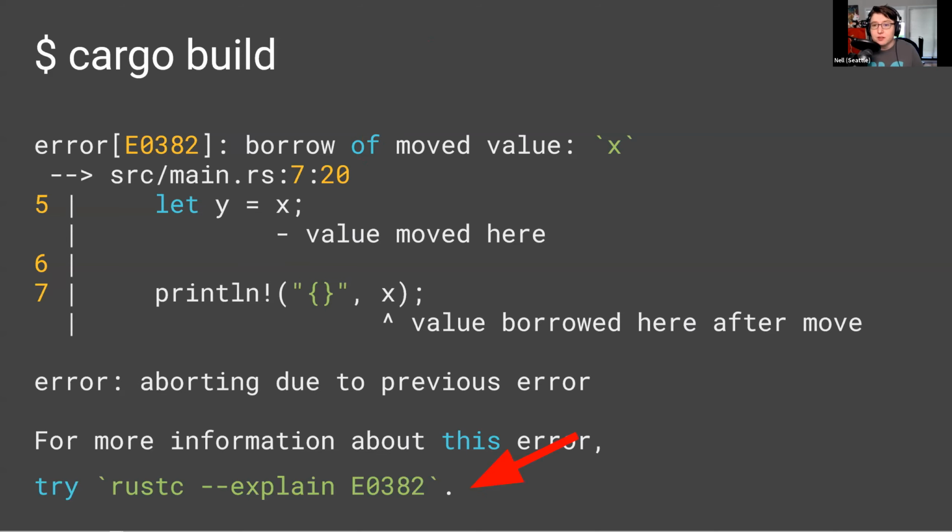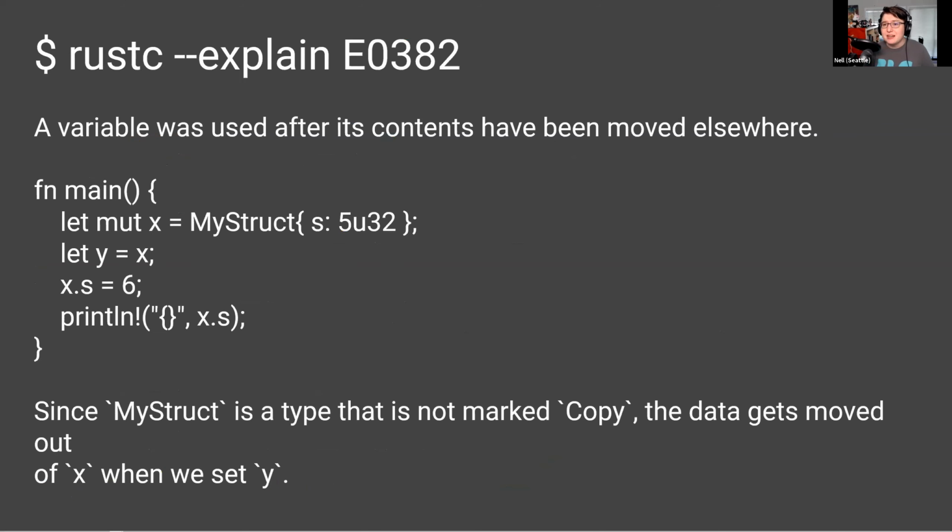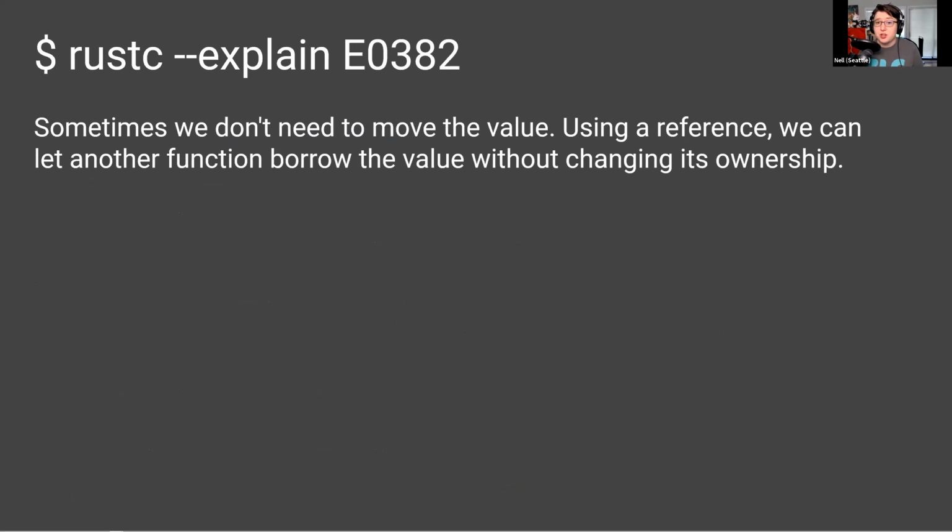What is also helpful is this. The Rust compiler not only tells you what the error is and where it is, it also gives you a command to get even more information about the error so that you can fix it. If we were to run this command, we would see not only an explanation of the error, but also a piece of example code that would generate it. Then the message gives you even more information about how to fix it. This suggests using a reference to borrow a value rather than attempting to move the value.